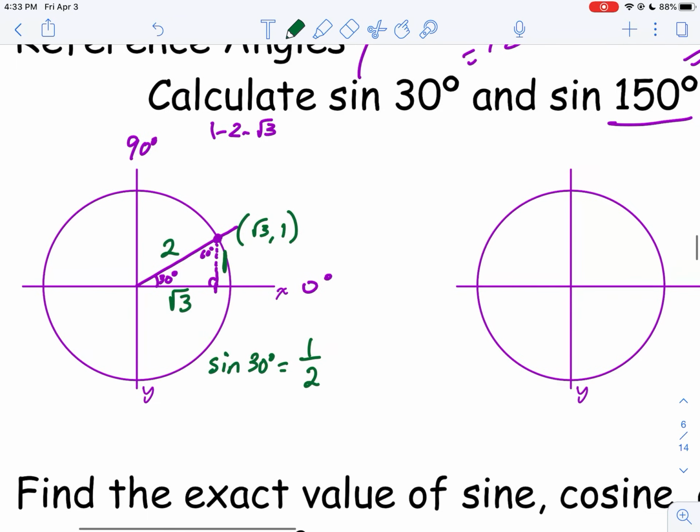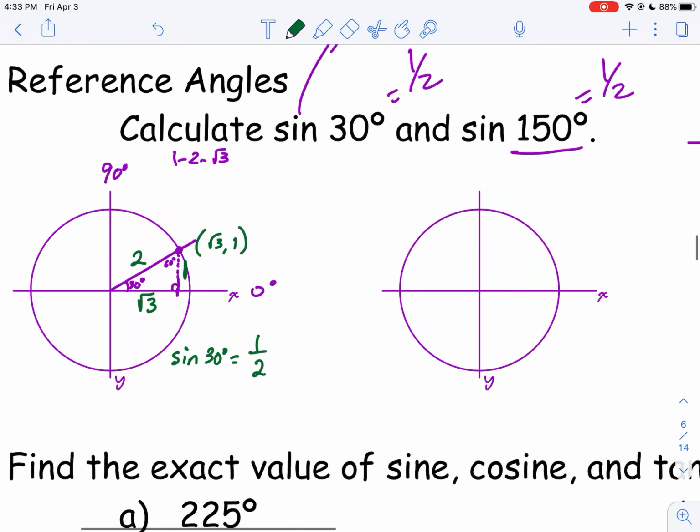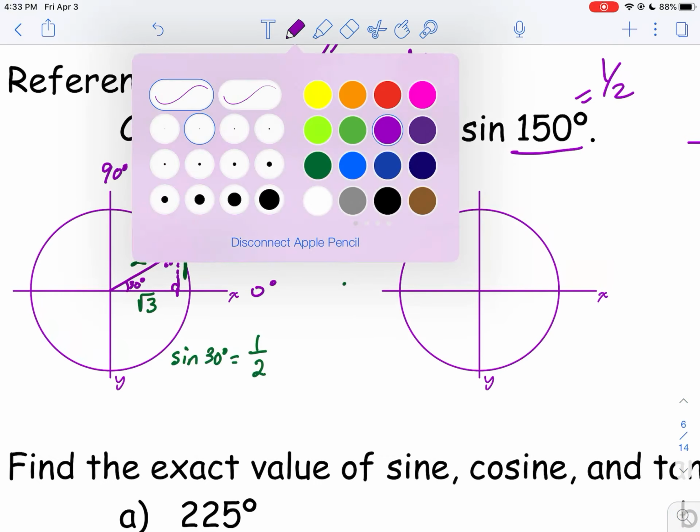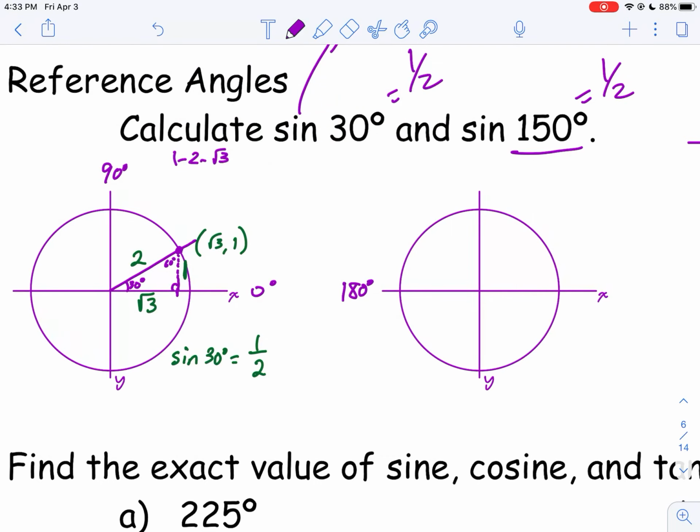Now let's take a look at this for 150 degrees. Well, where's 150? Hopefully you're comfortable with this being 180 degrees. This is 90. So 150 has to be between the two. Where exactly? Well, you're probably thinking, 30 degrees back from 180. And you would be exactly right.